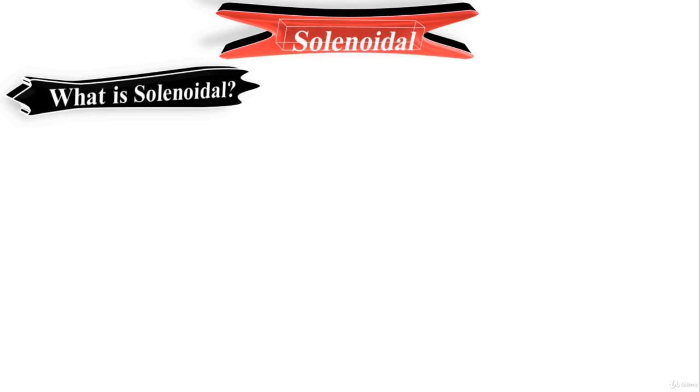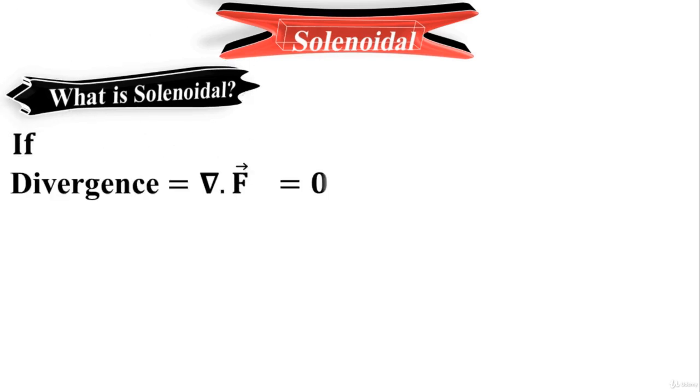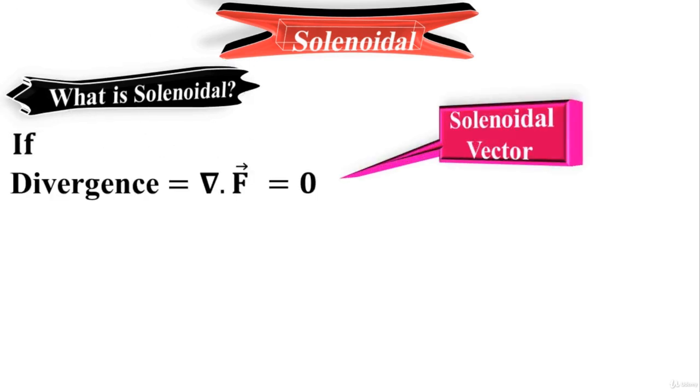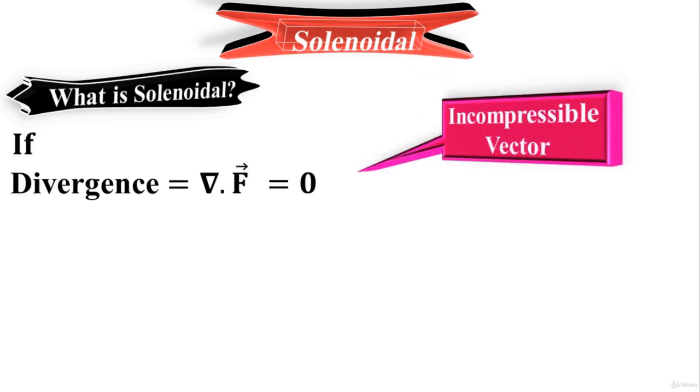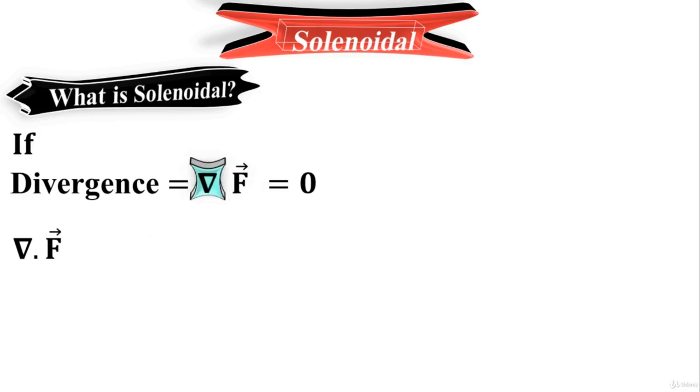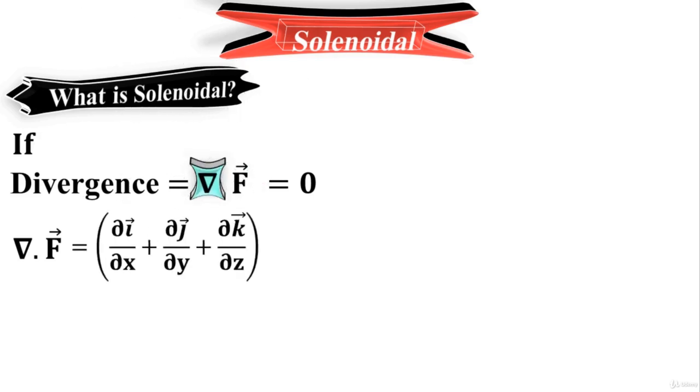What is solenoidal? If divergence equals 0, then the vector is a solenoidal vector or incompressible vector, where del equals ∂/∂x i plus ∂/∂y j plus ∂/∂z k, dot product with F, where F is f₁ i plus f₂ j plus f₃ k.